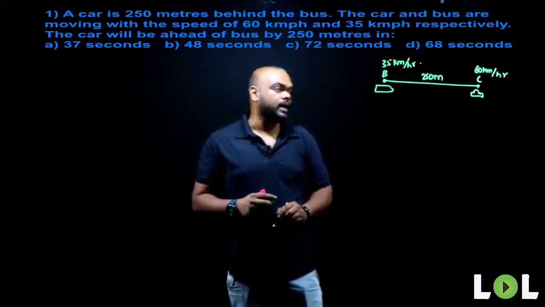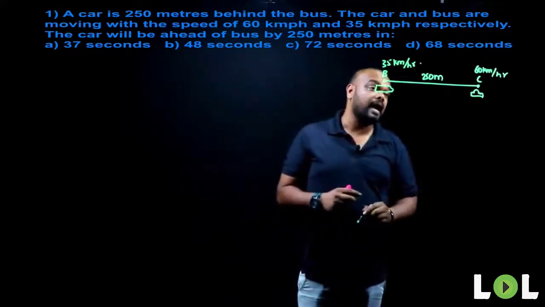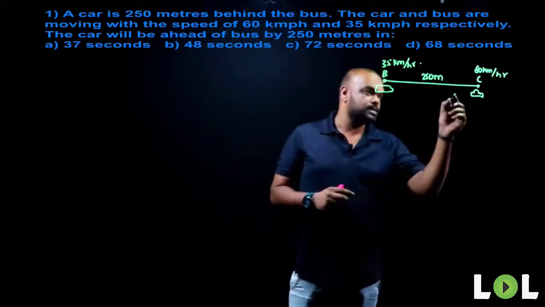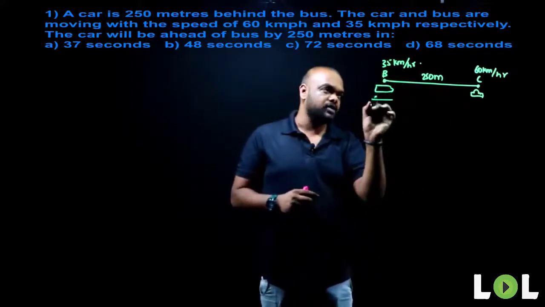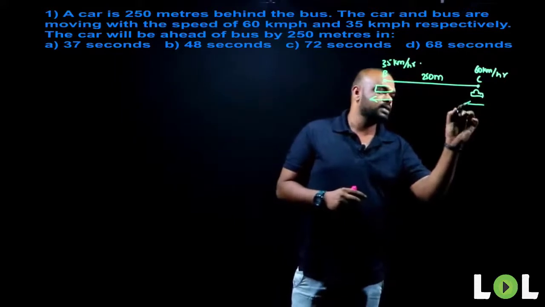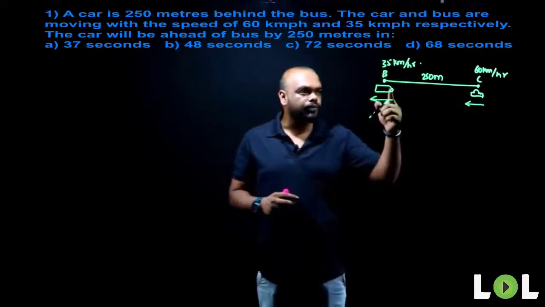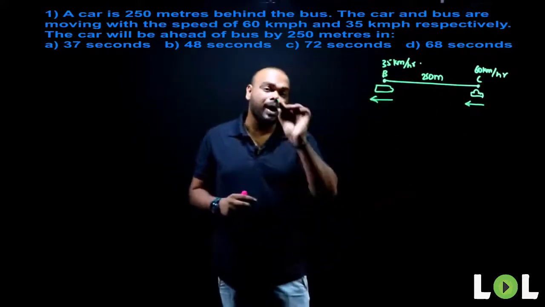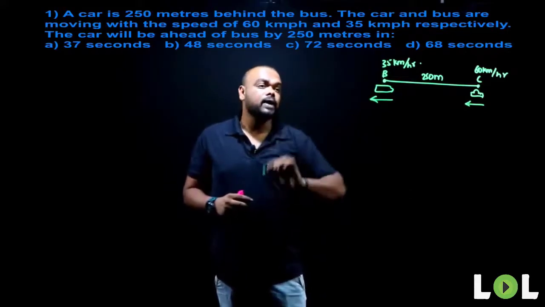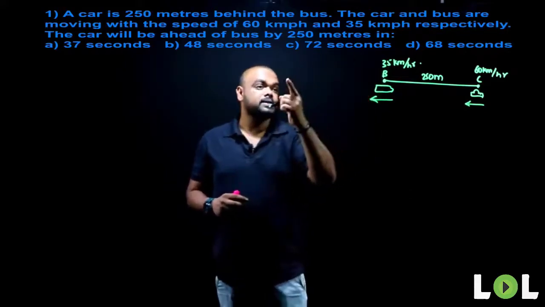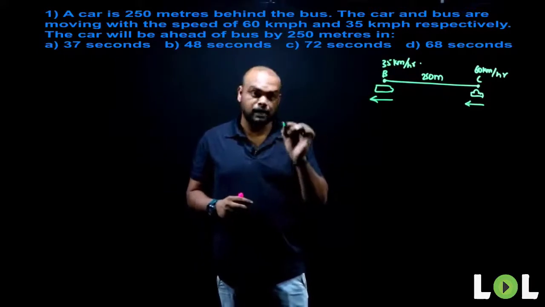I'm so sorry guys. The car is 250 meters behind the bus. So they are going in this direction. This is the bus, this is the car. Now the car is 250 meters behind the bus. Now what is the question? The car will be ahead of the bus by 250 meters in. It means he's asking for time.